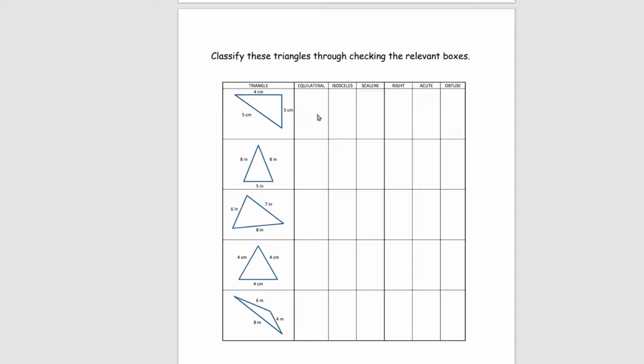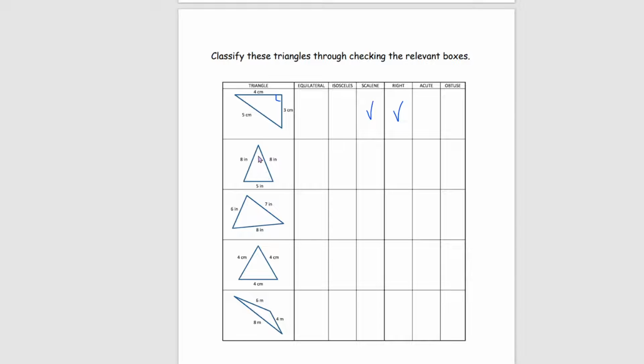So for number 1, or at least for this first triangle, we see that the triangle has all different sides, so we know that it's a scalene triangle. And we can see that there's a right angle right here, so we can say that it is a right triangle. A right triangle that is scalene.